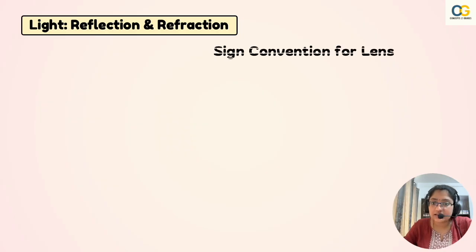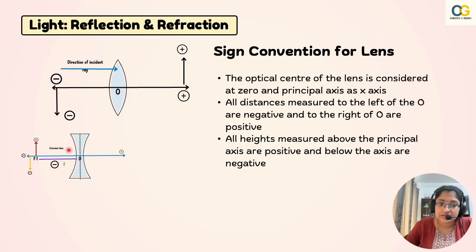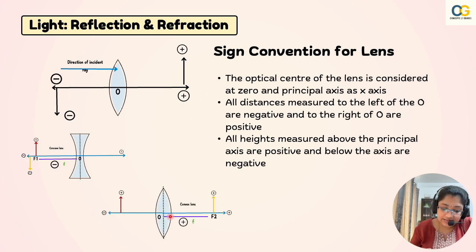So now coming to the sign convention of lenses, which is very similar to that of the mirrors, the optic center is 0, the principal axis is the x-axis. Everything this side is positive, everything this side is negative, below is negative, above is positive. For a concave lens, the focal length will be negative, and the object distance will be negative, and the image distance will be negative. Coming to the convex lens, the focal length will be positive. The image, if it is virtual, will be positive because the distance is present on this side of the lens.